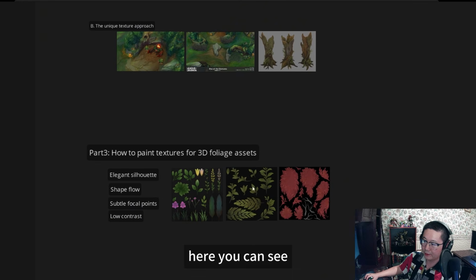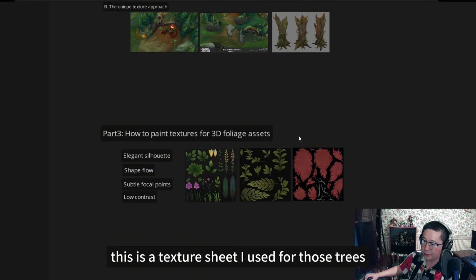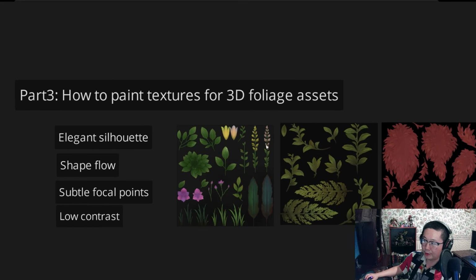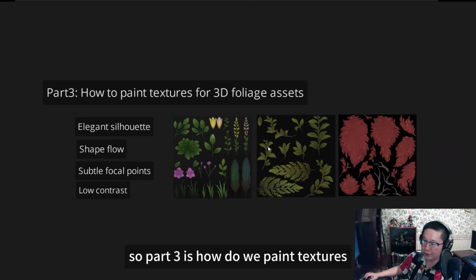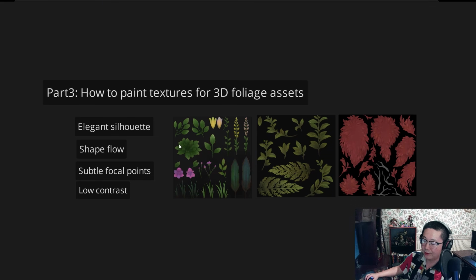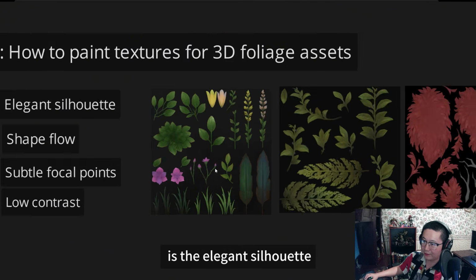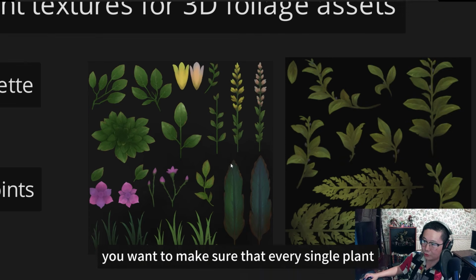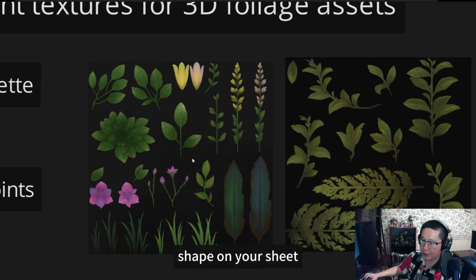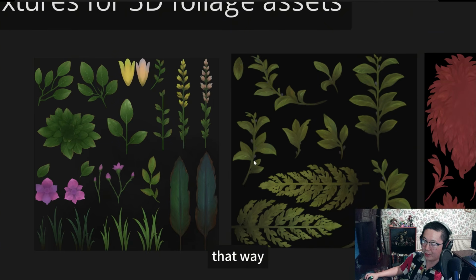Here you can see this is a texture sheet I used for those trees. So part 3 is how do we paint textures for those foliage assets? Well, there are 4 things to think about. The first one, like we mentioned, super important, is the elegant silhouette. You want to make sure that every single plant shape on your sheet has a very cool gesture, and that way, when you place them together, they can form even better, even more interesting gestures.